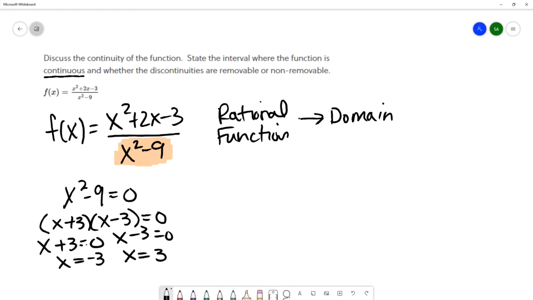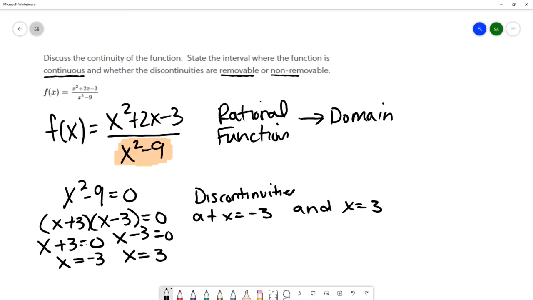So this function will have discontinuities, definitely spelled that wrong, at x equals negative 3 and at x equals 3. I also want to know what type of discontinuities these are, whether they are removable or non-removable. In order to determine that, I need to know if these discontinuities are vertical asymptotes or holes in the graph.